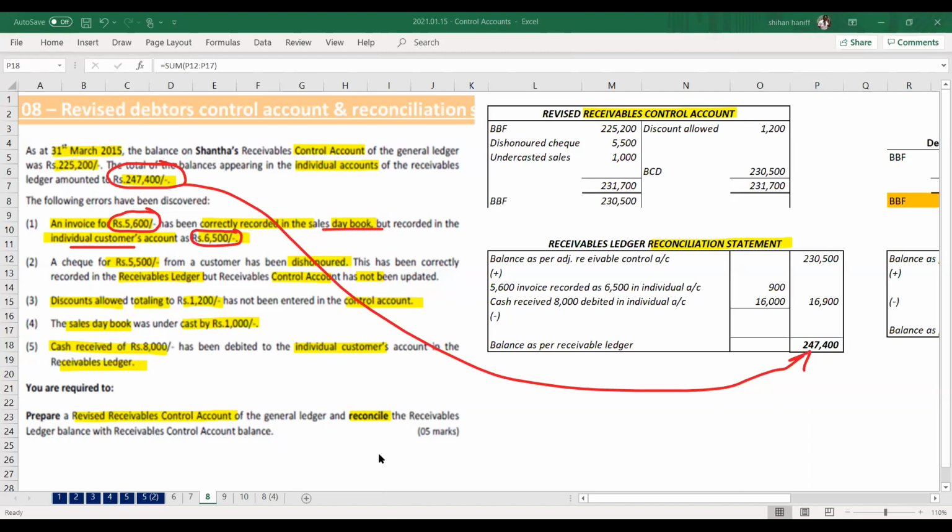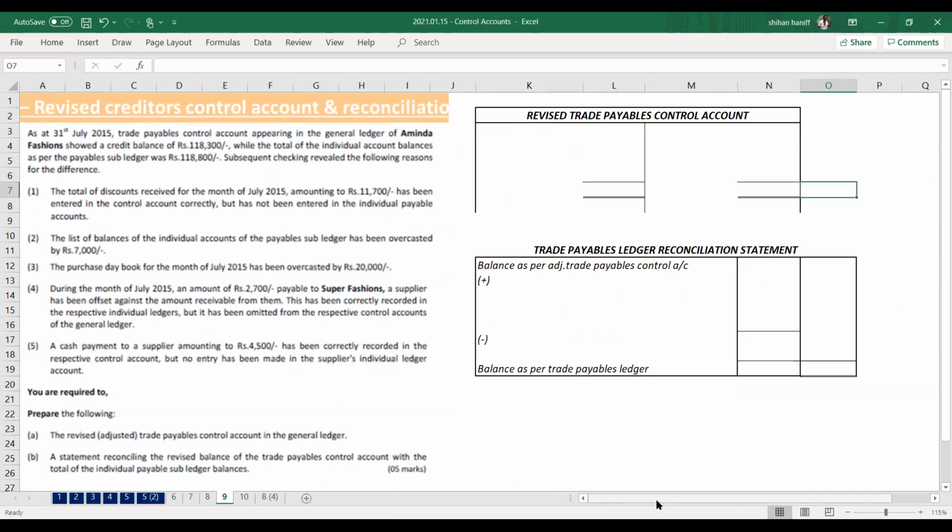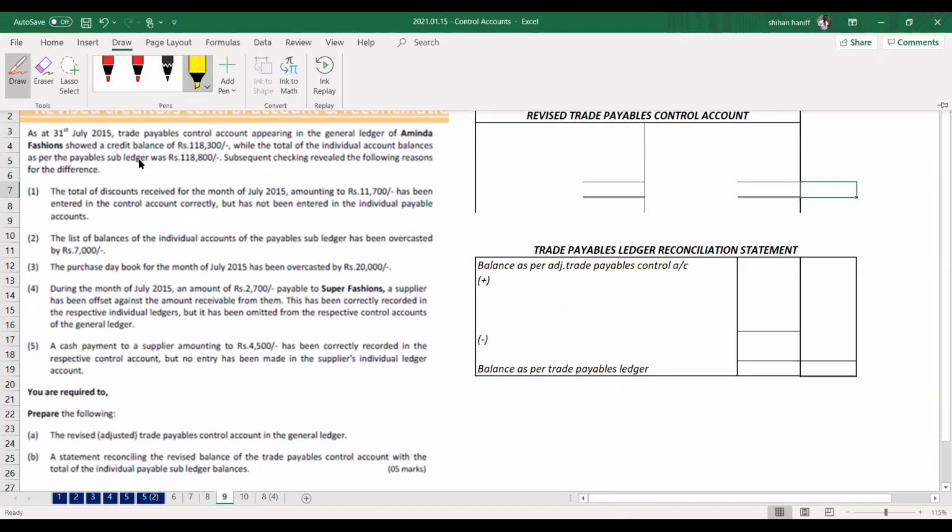Now let's do a question for creditors. Creditors. Okay. Creditors control account and reconciliation. Okay, this question. Do you all need time to do it?